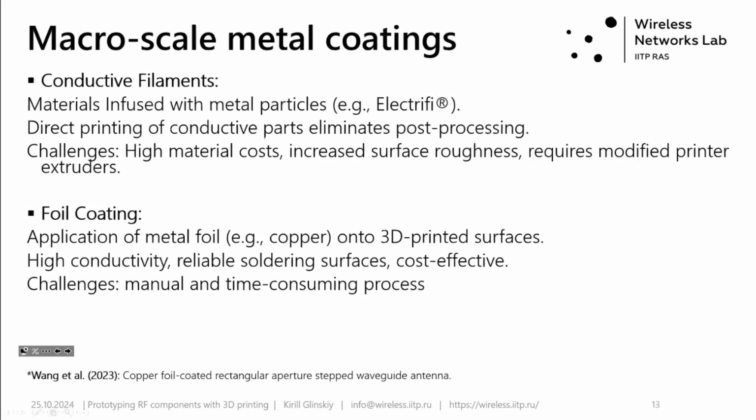Finally, the third group of approaches, I would like to call macro scale. As compared to previous ones, they can provide much thicker conductive coverings. So first of all, conductive filaments can be used. Some of them just mix the polymer or resin with metal particles, and after the details are printed, there is metal already inside them, which forms a very good conductive surface. However, those materials are quite costly.